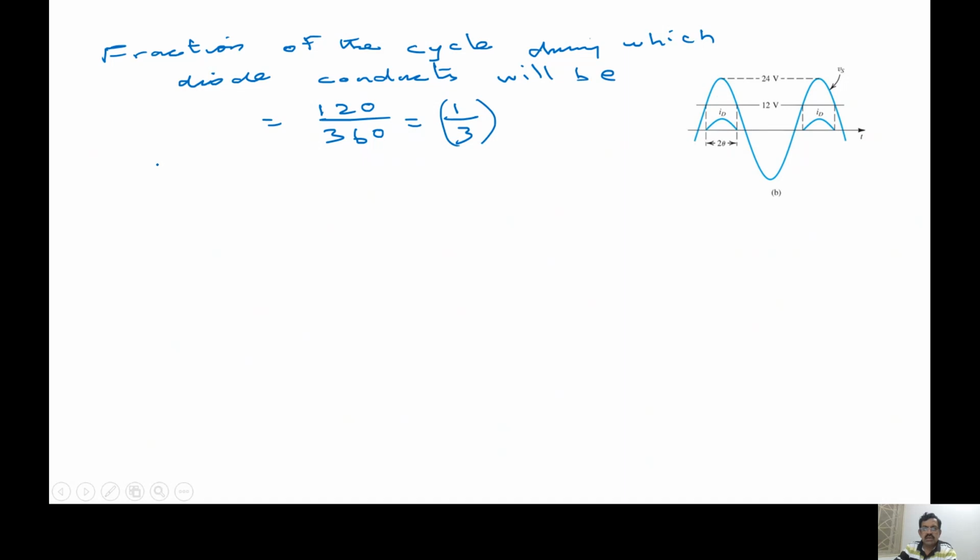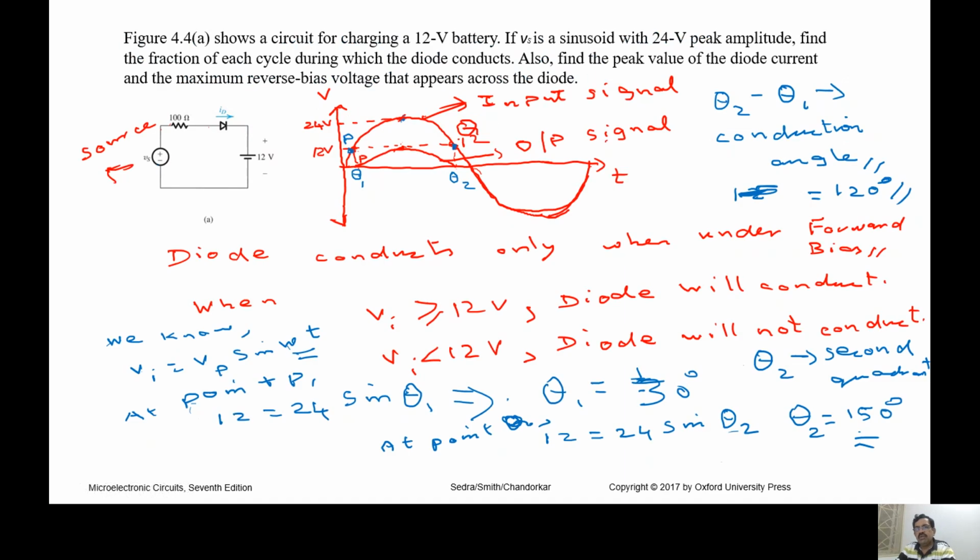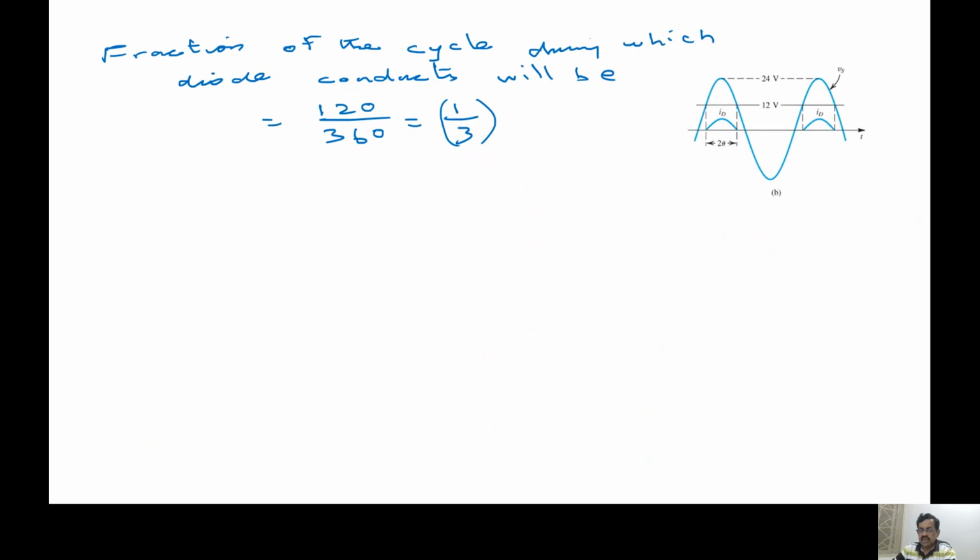What about the second question? What is the second question? Find the peak value of the diode current. Okay, that is the question. Before that, look at this picture. This is again the textbook problem from Sedra Smith, and this is exactly what I drew and explained. Instead of putting this whole diagram in one go, I said the diode conducts only in the positive part of that, too, only one part of it. So this angle we found to be 30 and this is 150. So 150 minus 30 will be 120 degrees. That will be the conduction angle. Out of 360 it is 1/3.